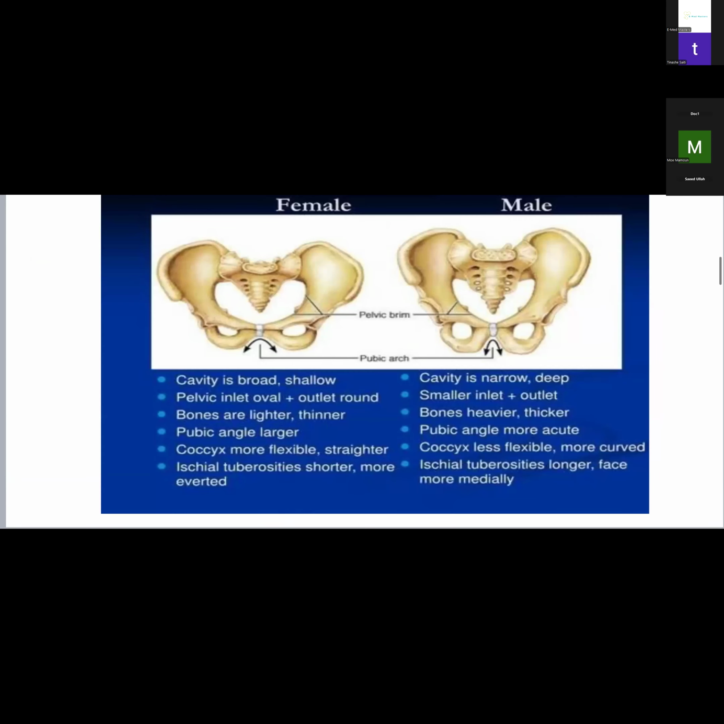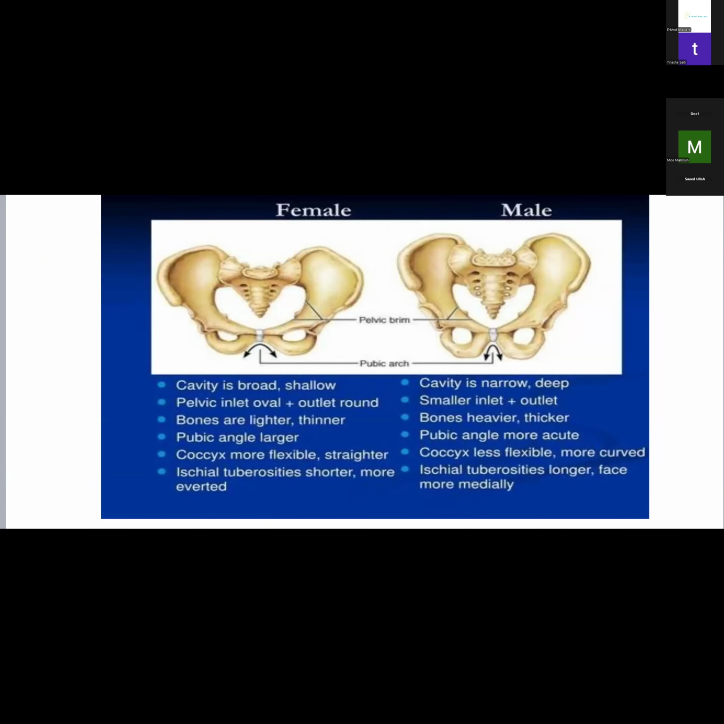Now, how to differentiate the female pelvis and the male pelvis? There are a few points that can differentiate between the female and male pelvis. In females, the pelvic cavity is broader and shallow as it is designed for vaginal delivery. In males, the cavity is narrow and deep.